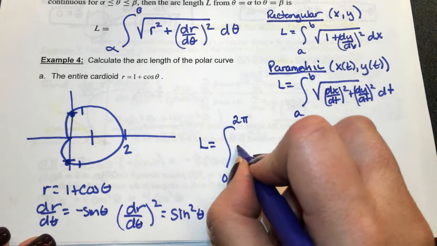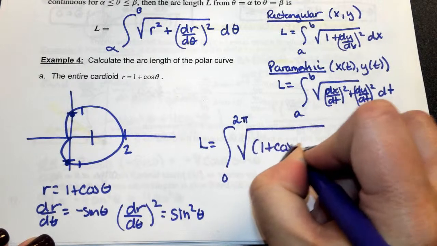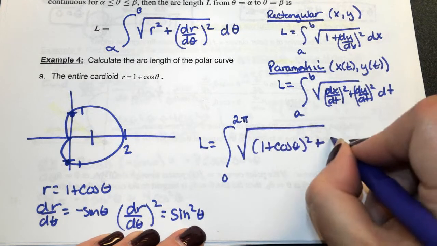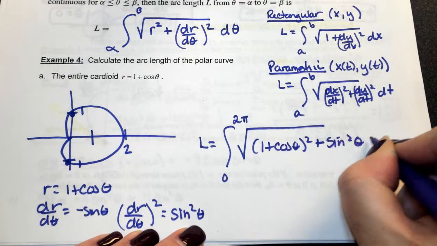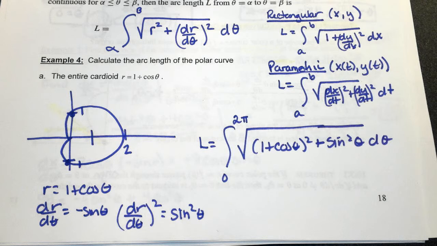So now I can plug what I know into my formula: the square root of (1 plus cosine of theta) squared plus (dr/d theta) squared, which I found to be sine squared theta, d theta. So you guys go ahead and plug that into your calculator. Again, you don't need to change your mode into polar. Just make sure, however, the angle measurement should be in what mode? Degrees or radians? Radians.